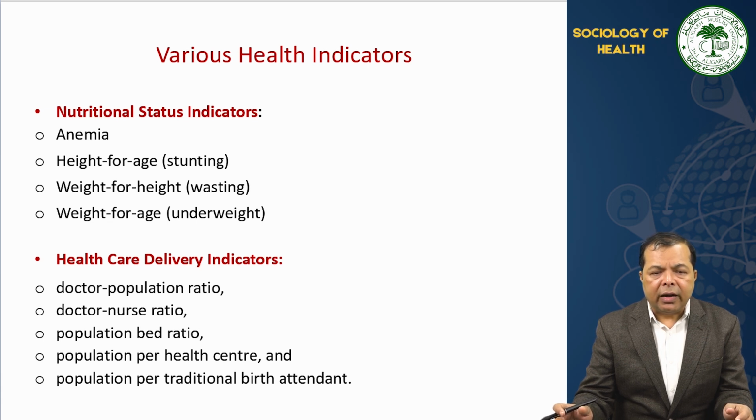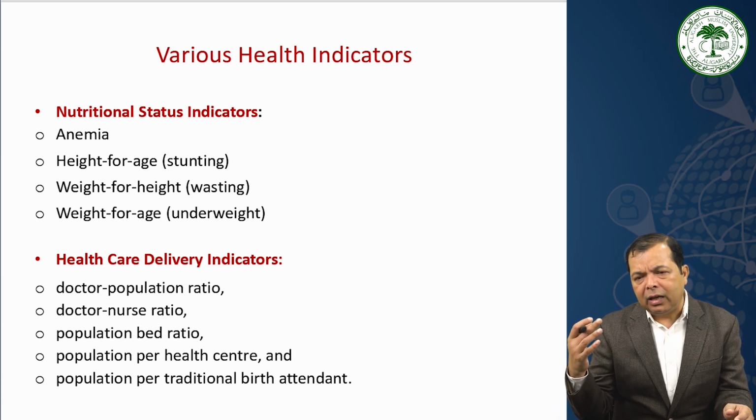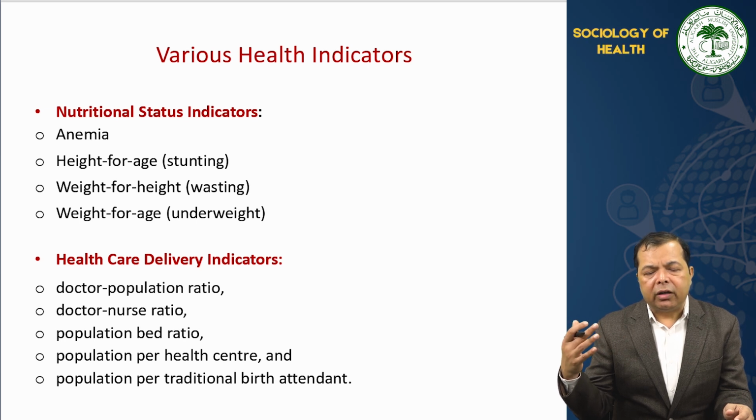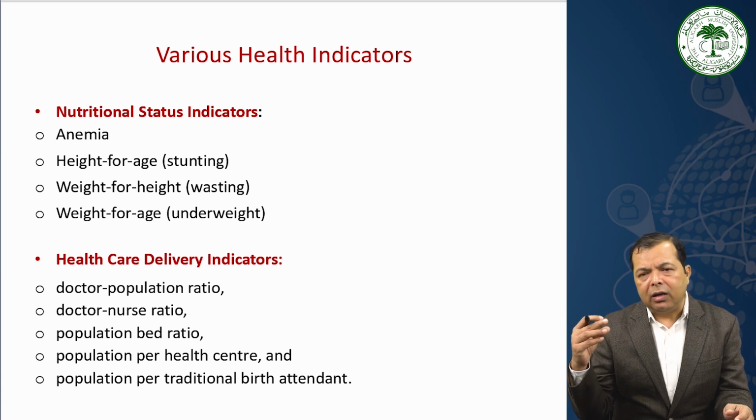And then finally, we can talk about certain healthcare delivery indicators. In every society, there are healthcare delivery agencies and healthcare facilities, and on the basis of the number of personnel or professionals involved there, we find out certain ratios or indicators like the doctor population ratio. That is, the number of doctors per 10,000 population, or for that matter per 1,000 population, per 20,000 population. So that is an indication of the kind of health facility existing in that particular society.